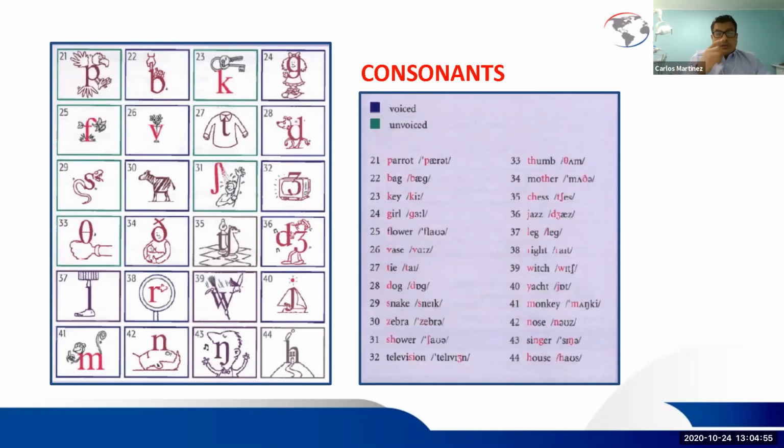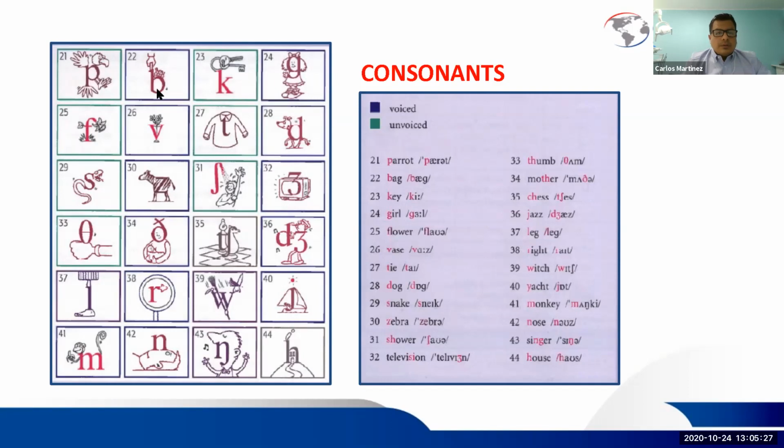As you can see, like in vowels we had short vowels and long vowels, in consonants we have voiced and unvoiced. We're going to explain a little bit what voiced and unvoiced is, but basically it is whether they make a sound or if they are just there. In English, we have this differentiation between whether the throat vibrates or not.